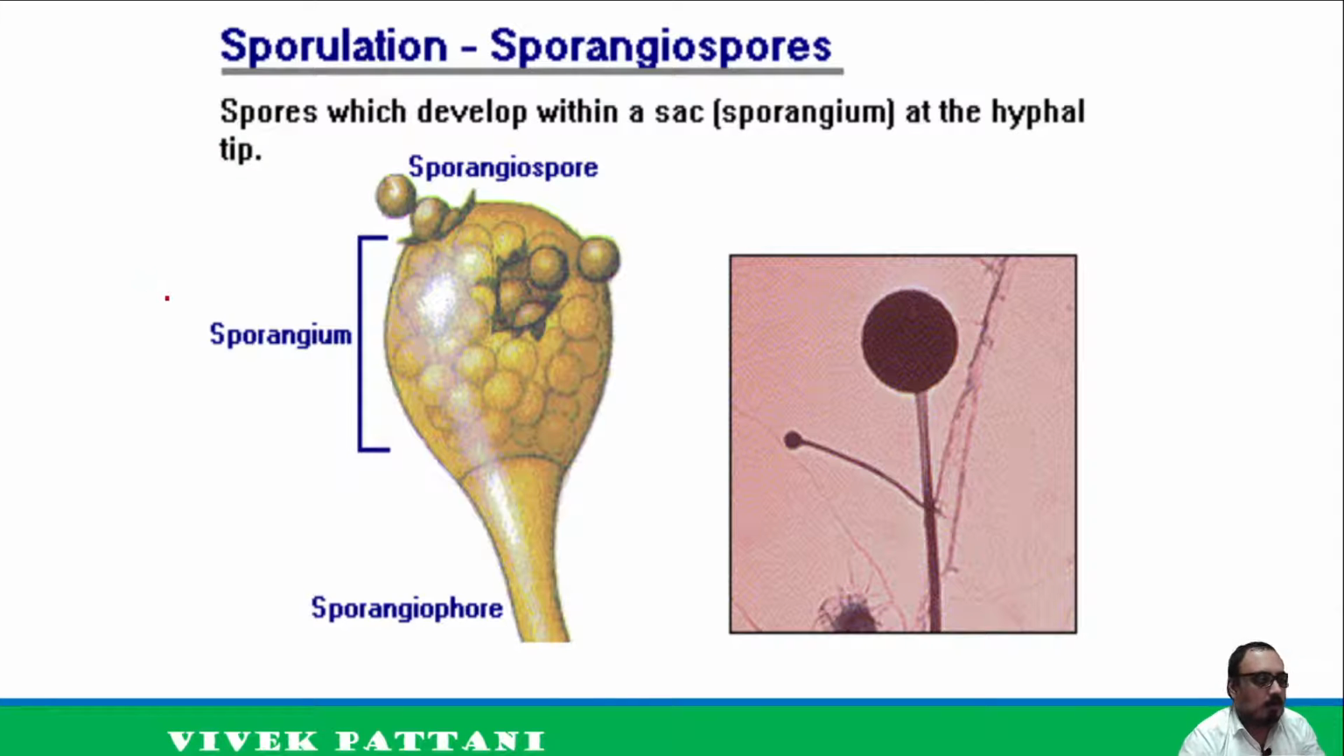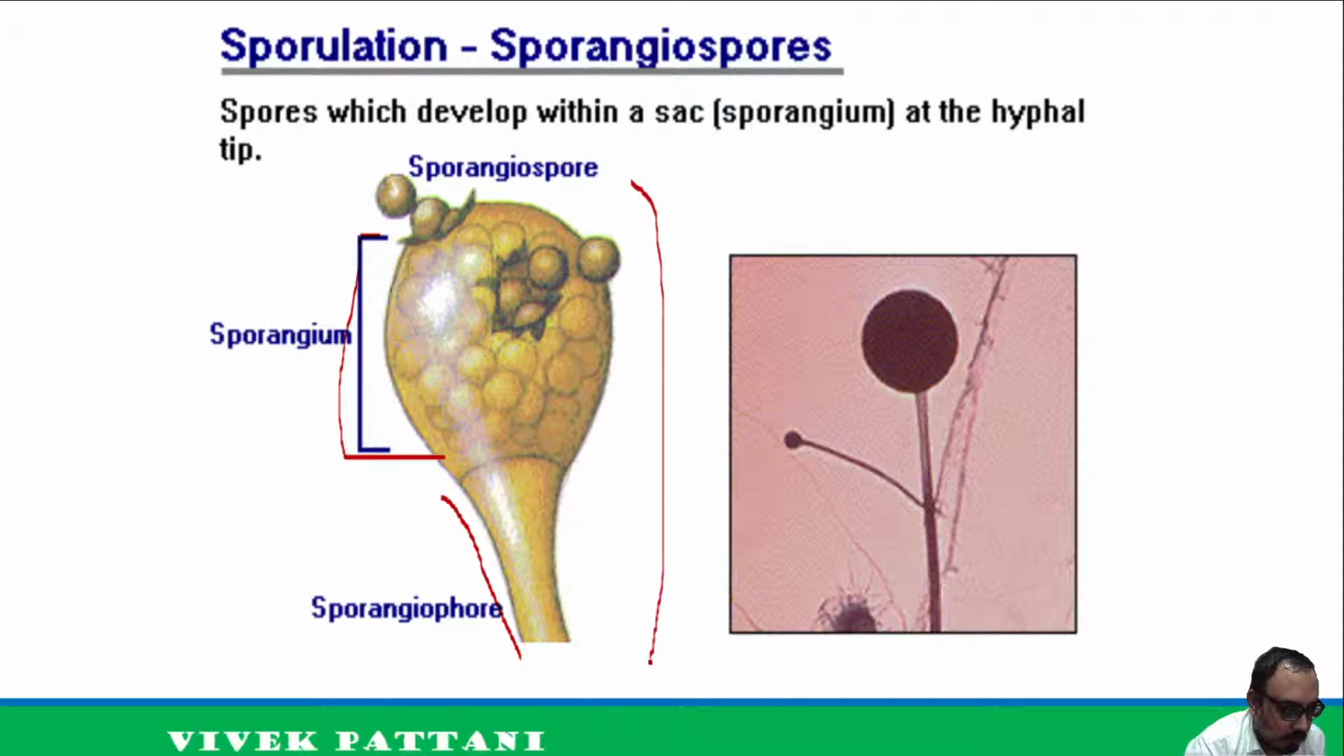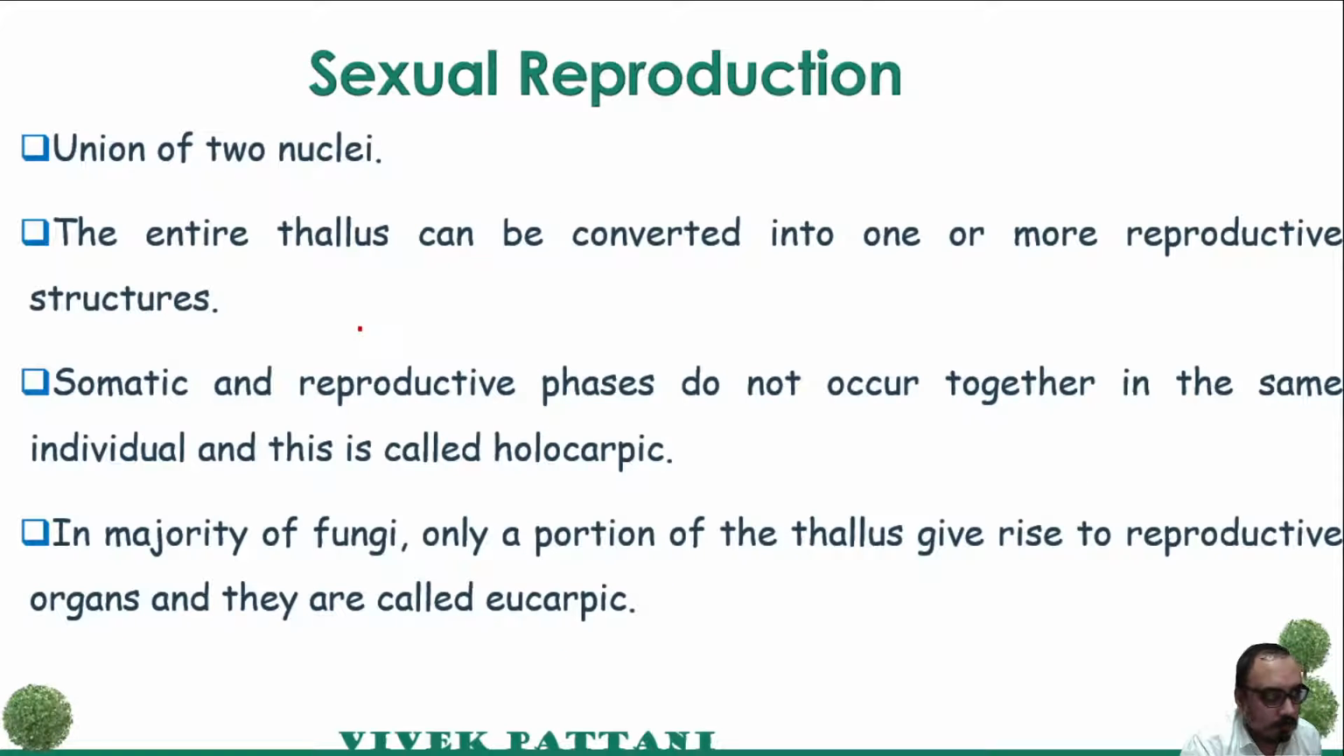Now again a diagram of a sporangiospore. This whole part is called a sporangium, this is called the sporangiophore, and these are the sporangiospores. Now you can clearly see the photograph here. It's a sporangium, which contains sporangiospores.